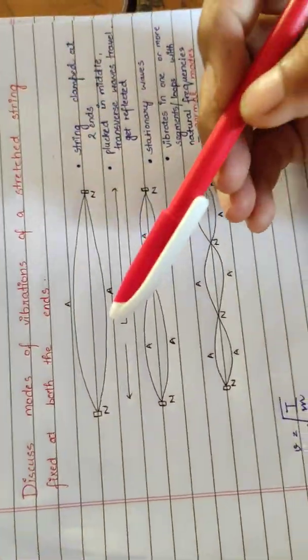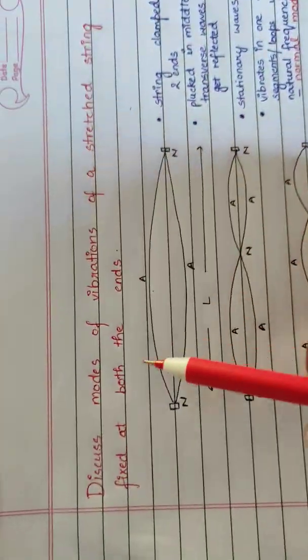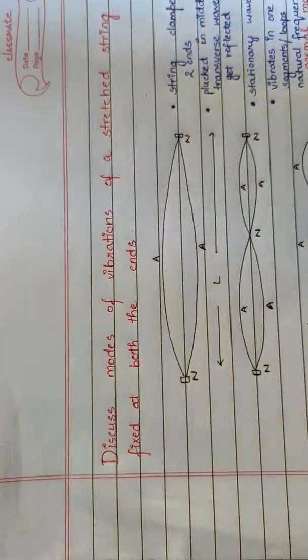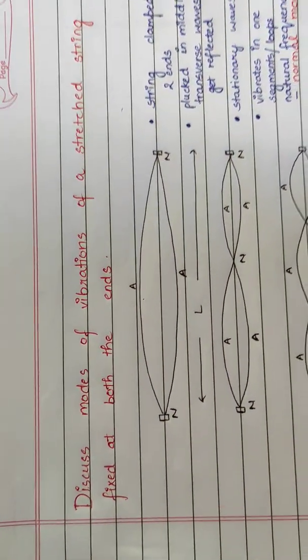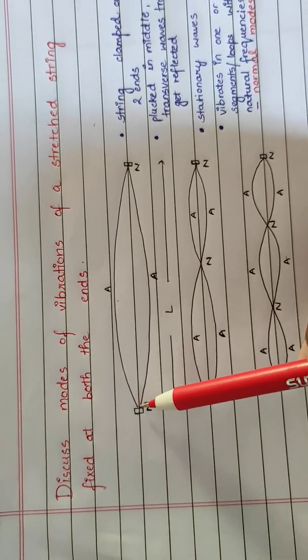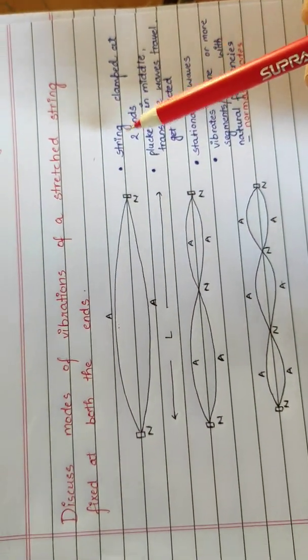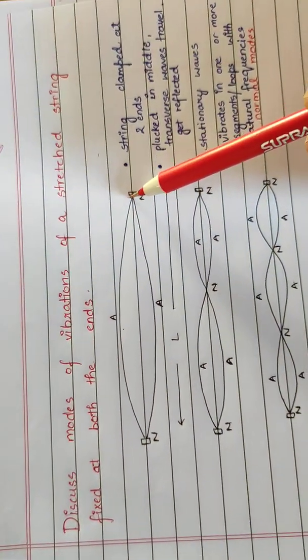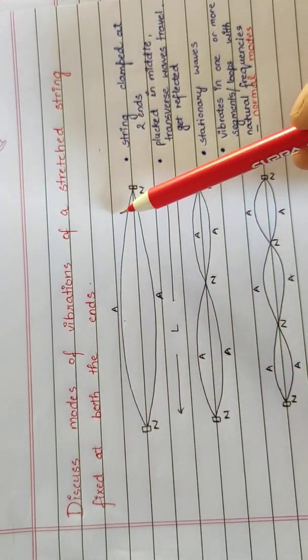Students, we have already discussed stationary waves. Now today we are going to discuss modes of vibrations of a stretched string which is fixed at both the ends. As you can see in this figure, we have taken a string which is clamped at two ends. These are two ends and the string is clamped between these two ends.